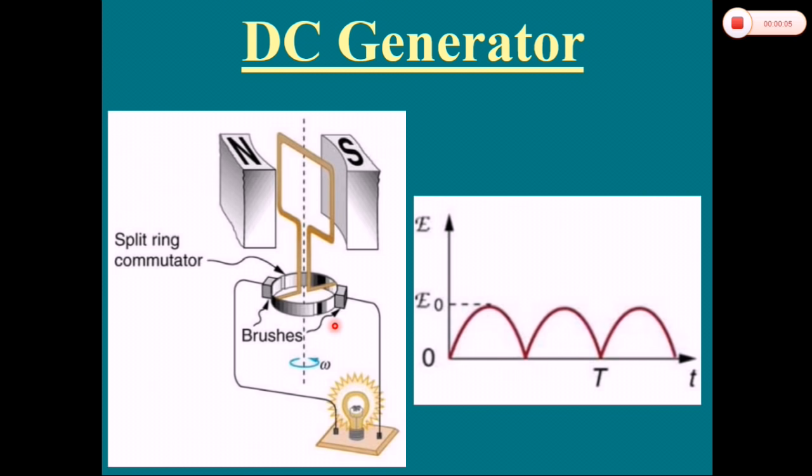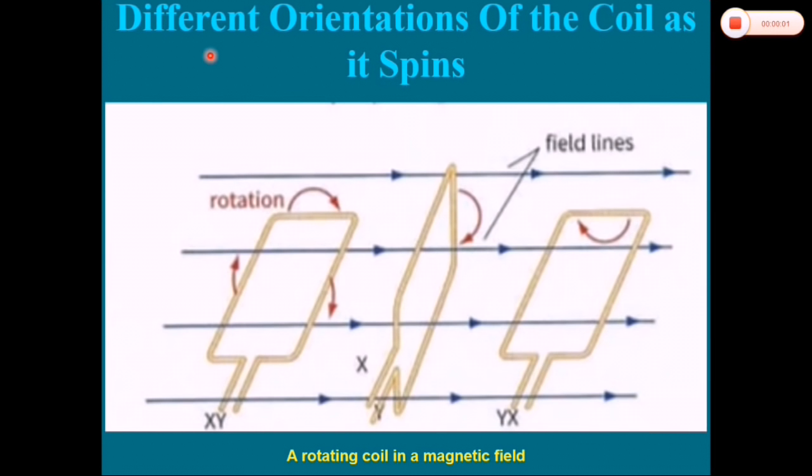These are split rings. This is the split ring commutator. These are brushes. This is the angular frequency, and this is the load. Now see the different orientations of the coil during one complete rotation. These are three orientations. Now you may see that the rate of change of flux linkage is maximum when the coil is moving through the horizontal position. One side is cutting rapidly downwards from here, whereas the other is cutting rapidly upwards. In this position, we get a large induced EMF.